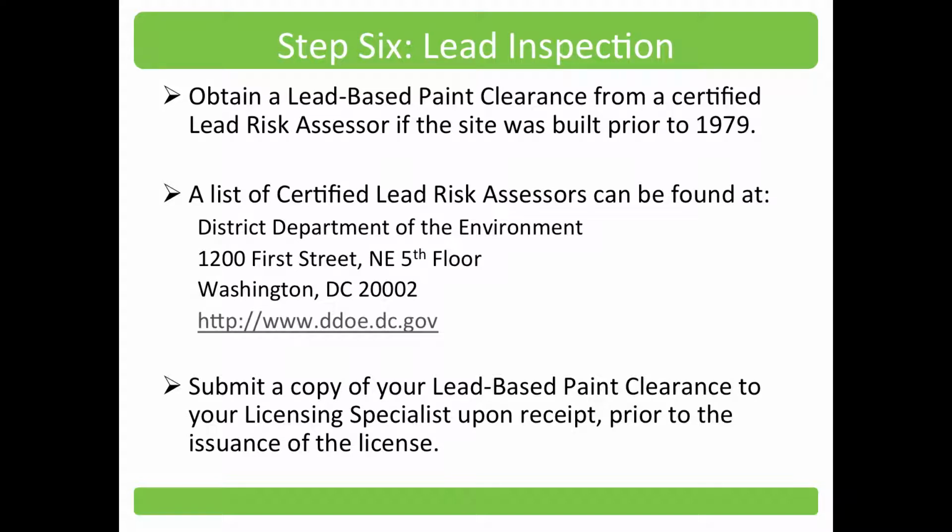Step 6. Lead inspection. Obtain a lead-based paint clearance from a certified lead risk assessor. This is only required for homes that were built prior to 1979. A list of certified lead risk assessors can be found at the District Department of the Environment. Submit a copy of your lead-based paint clearance to your licensing specialist upon receipt, prior to the issuance of the license.